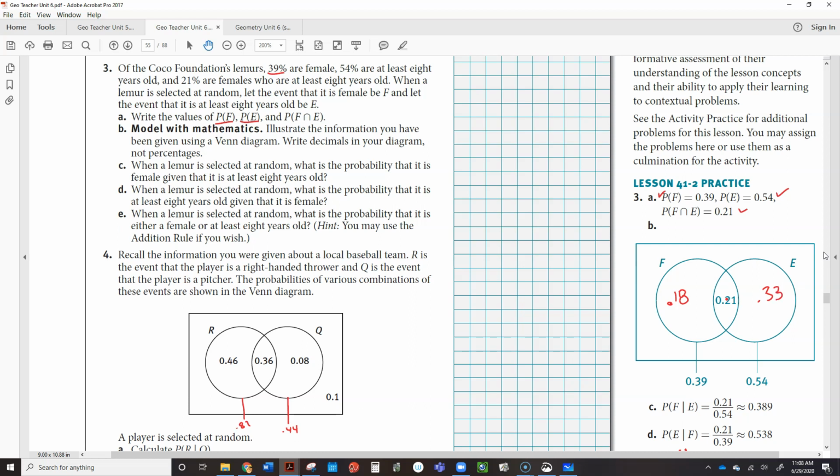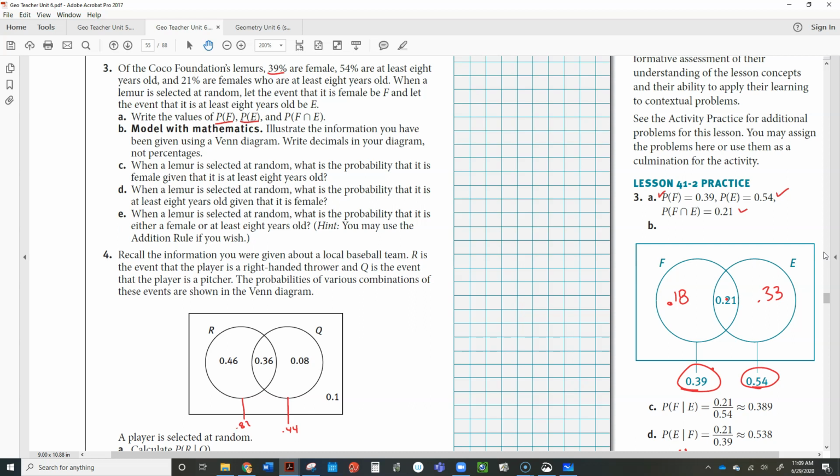So 0.21 is the number of females who are at least 8 years old. That means this is just the number of females that you have that are not at least 8 years old, which adds up to be the total percentage of females, the total percentage of at least 8 years old. So we've got it divided up now.